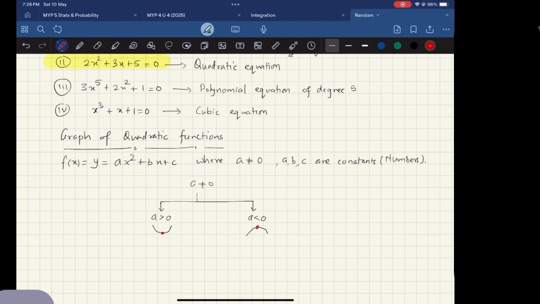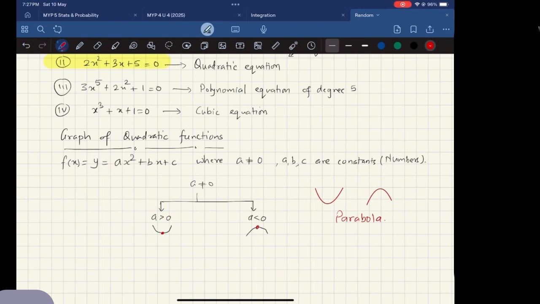So here, this is basically telling you something about the graphs. If this a is positive, your graph is going to be like this. And if your a is negative, your graph will be like sad. By the way, these graphs like this or like this are known as parabolas.